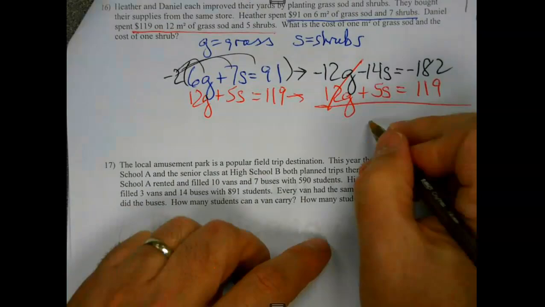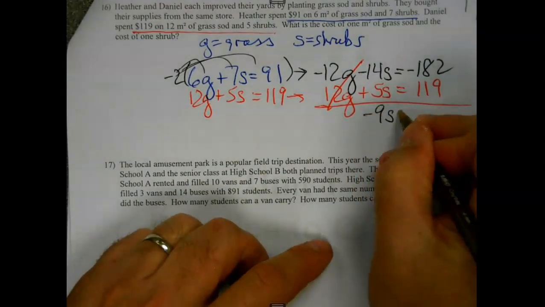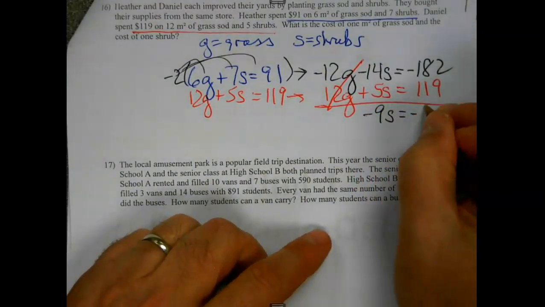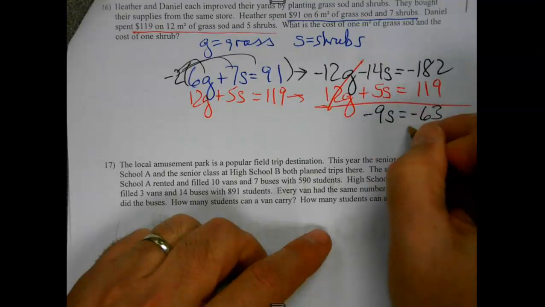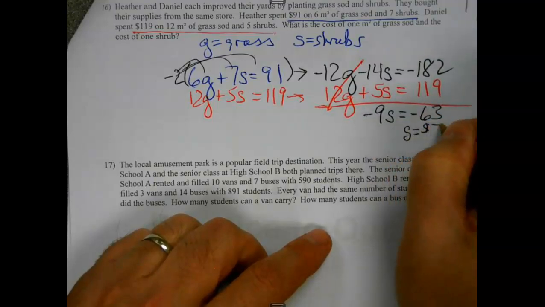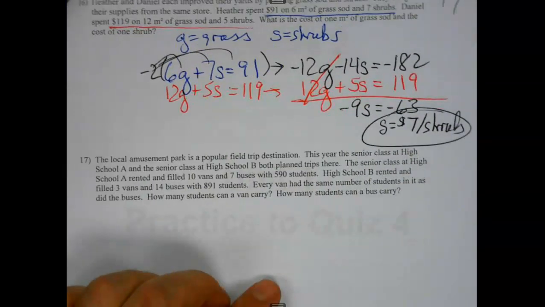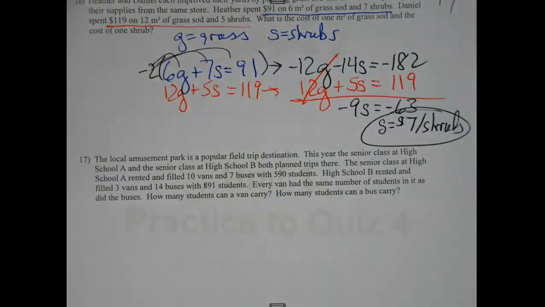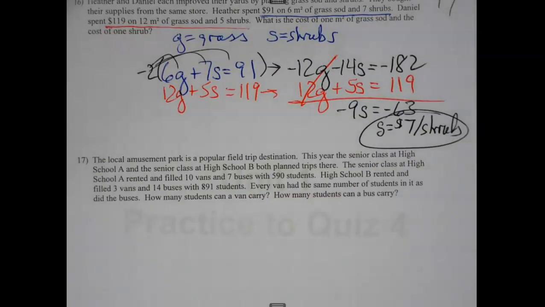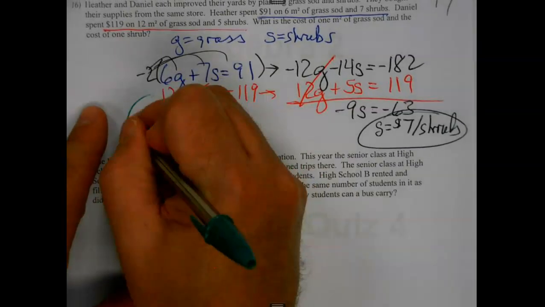By G's. And divide by -9. $7 per shrub. Let me know that you understand what you're labeling. Because it says, what's the cost? So I'm talking about money. And then again, go back to either one of your original equations. It doesn't matter which one. This one's convenient, so I'm going to use it.